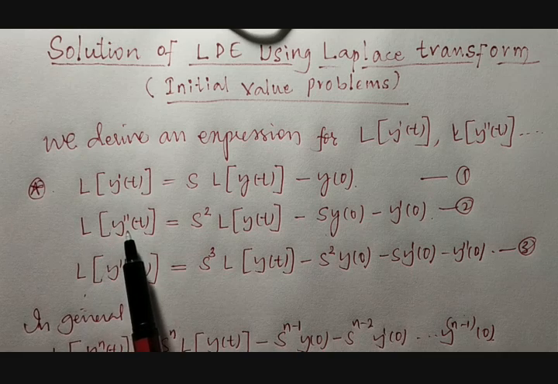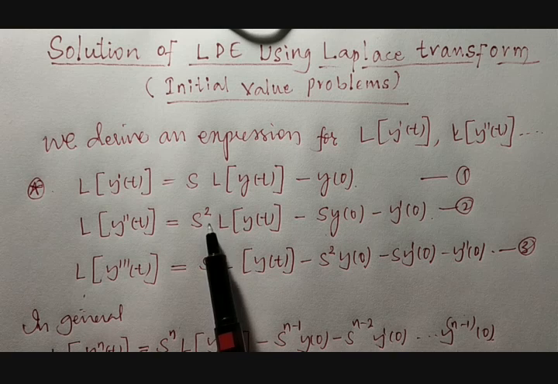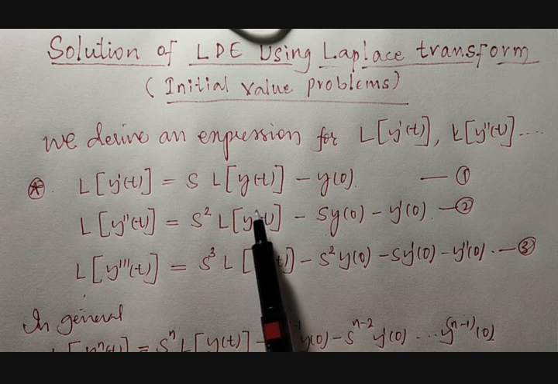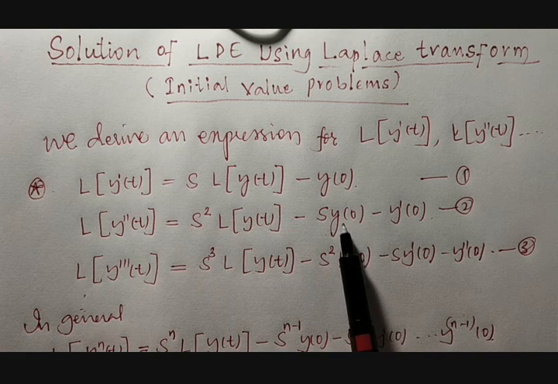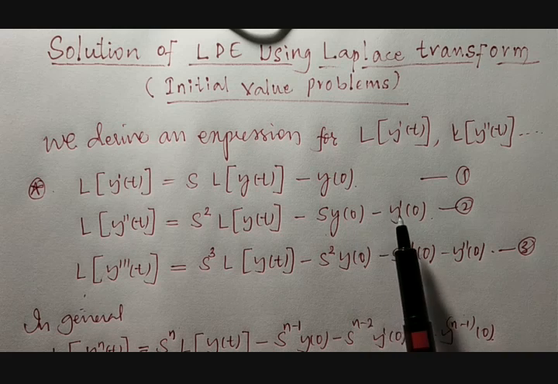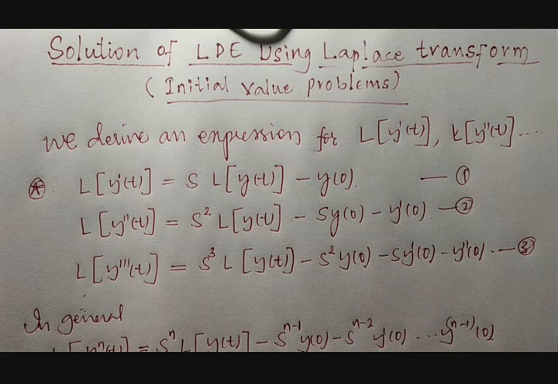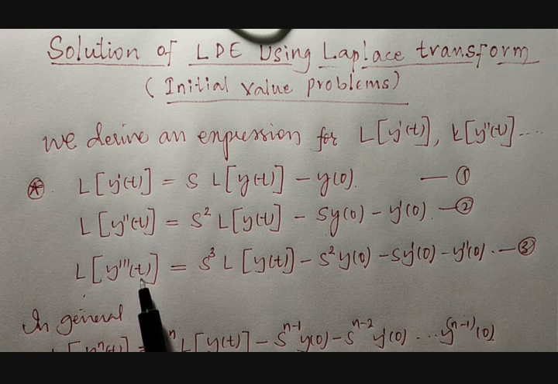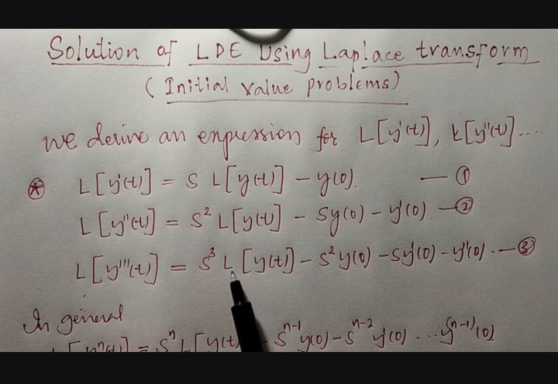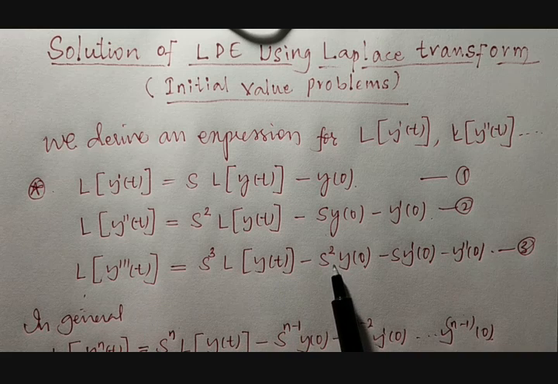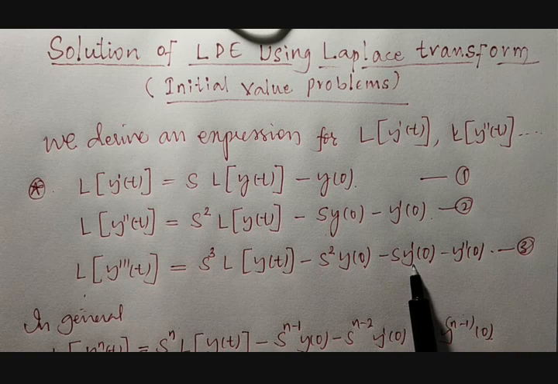The Laplace transformation of y double dash of t will be s square into Laplace transformation of y of t, minus s into y of 0, where y of 0 is the initial value, minus y dash of 0, the derivative at t equal to 0. Then if the example has a third order derivative, the Laplace transformation of y triple dash of t will be s cube into Laplace transformation of y of t minus s square into y of 0 minus s into y dash of 0 minus y double dash of 0.